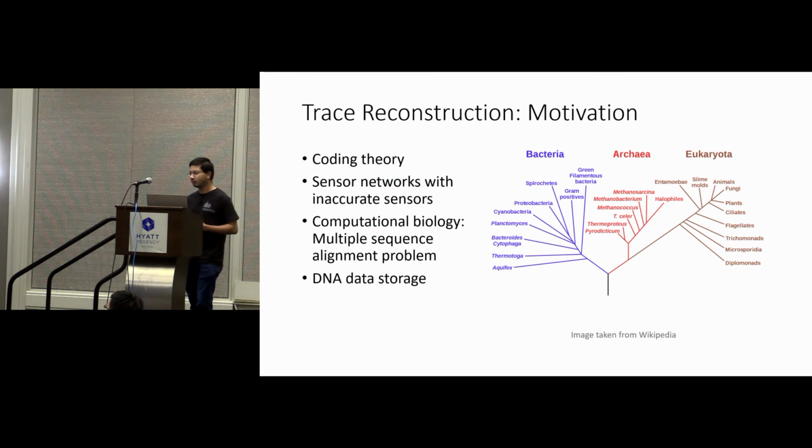So I won't talk too much about motivation, but one of the main places where trace reconstruction is actually used in practice is for reconstructing DNA sequences of ancestral species from DNA sequences of species that we have today, if you model mutations as insertions, deletions, and substitutions which happen independently. And it turns out that deletions are the hardest case, so we focus on that.